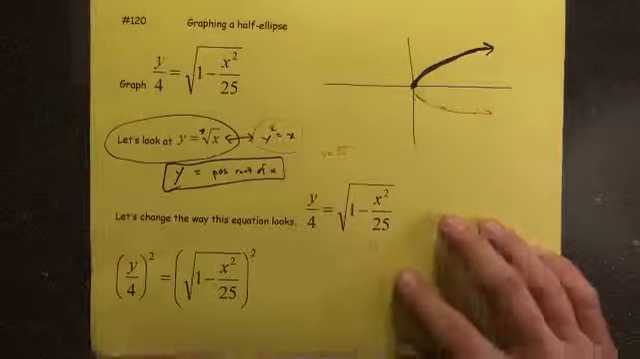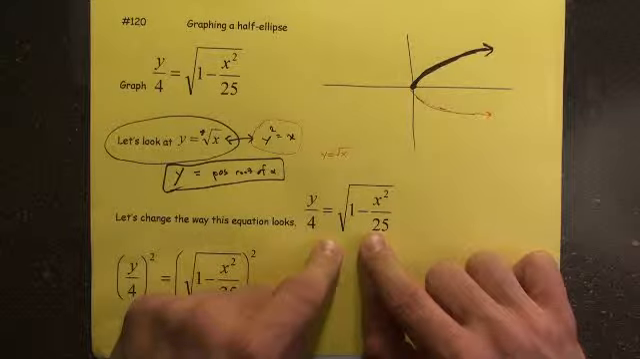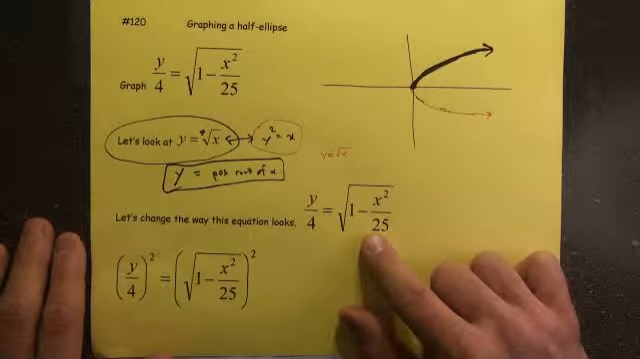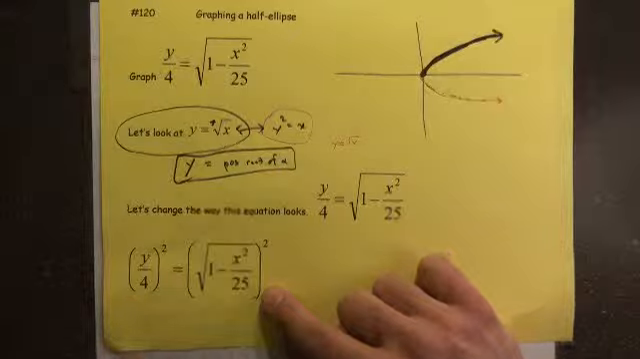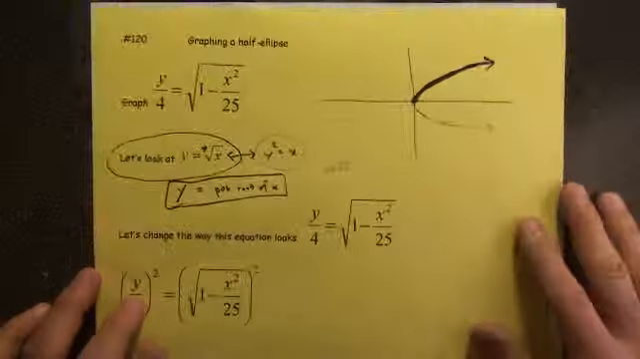So basically what you're going to do each time is change this to standard form for a full ellipse. Then you're going to go back to the original and decide which way to graph.